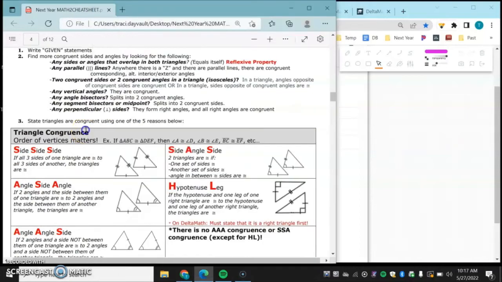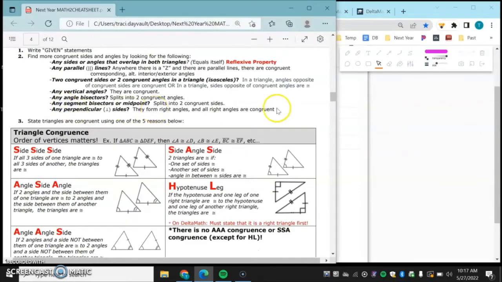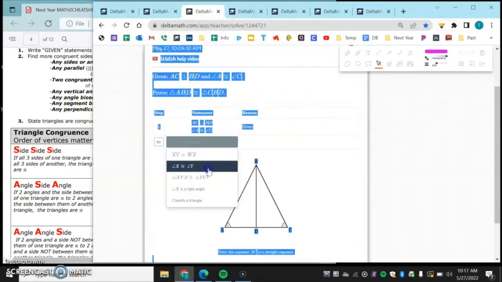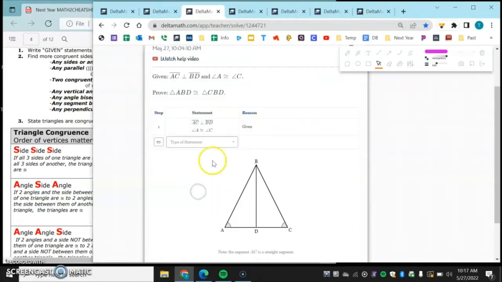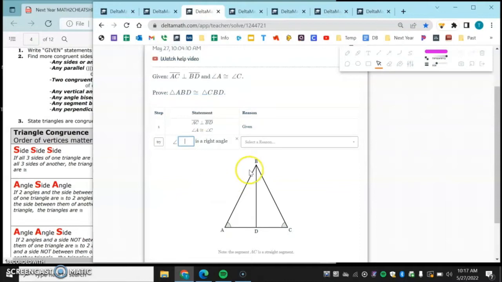So again, I know that there are perpendicular sides. When there are perpendicular sides, we know that perpendicular sides form right angles. So I can say that a couple of these angles are right angles based on the fact that AC and BD are perpendicular. They make a right angle. What would the two right angles be? ADB is a right angle.